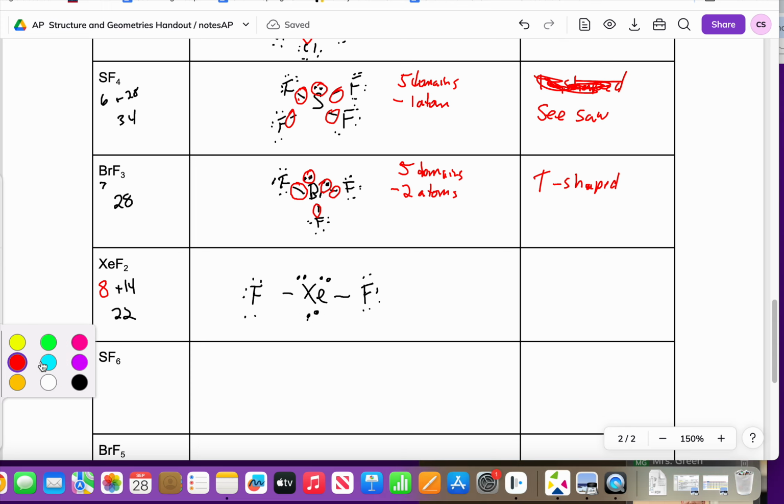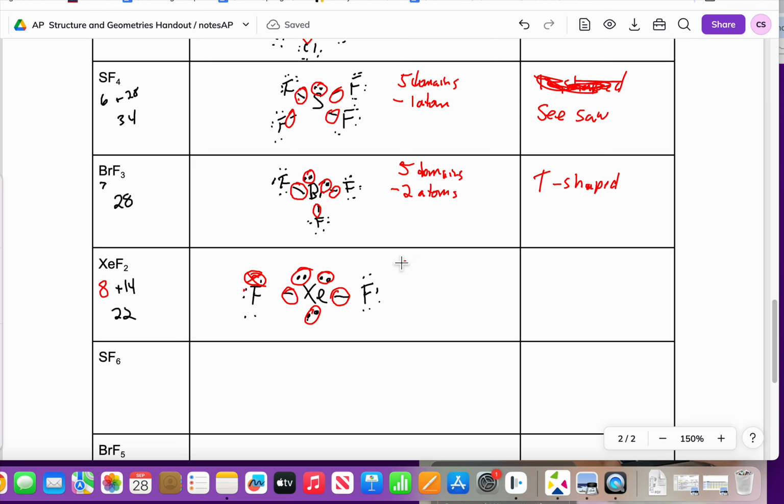Okay, now if you count the domains, there's still 1. Oh no, don't count the domains, I'm only on the central ones. 1, 2, 3, 4, 5. So there's 5 domains on the central atom. That's kind of like trigonal bipyramidal, but we're going to be minusing 1, 2, 3 atoms. So having 5 domains, minus 1 atom is seesaw, minus 2 is T-shaped, minus 3 is linear.